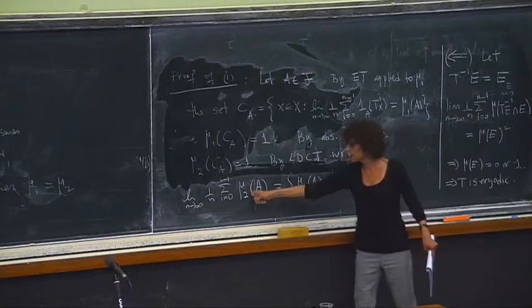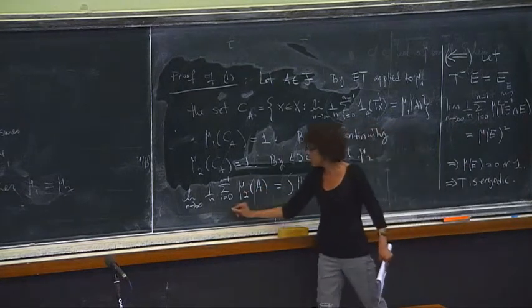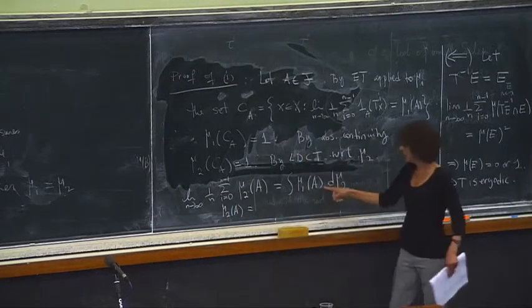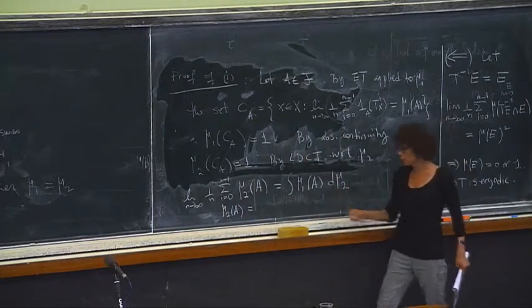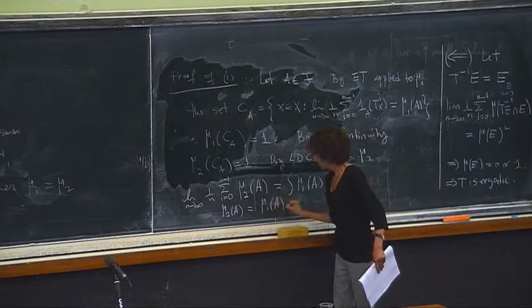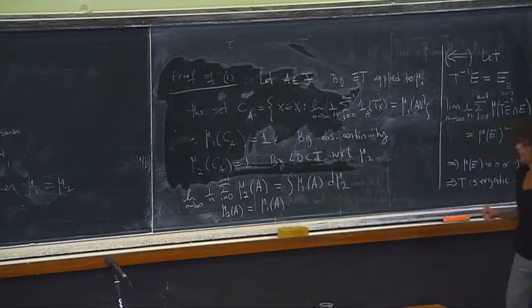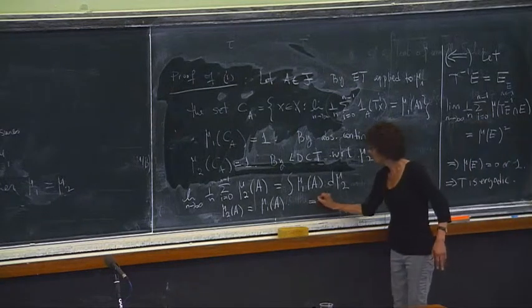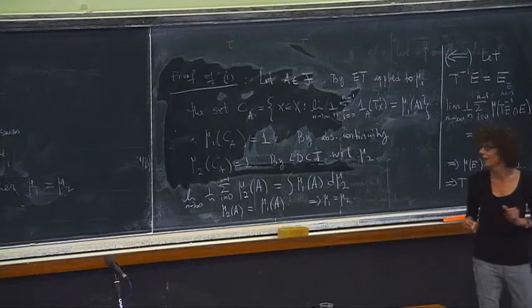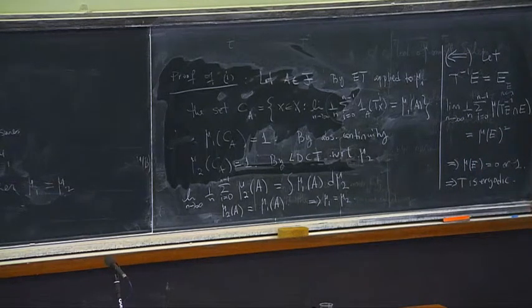But of course, this is simply a constant. So the left side is just mu2 of A. And the right side is just mu1 of A, because mu2 is a probability measure and this is a constant. So in this way, we have shown that for any A in F, mu1 of A equals mu2 of A. So the two measures are exactly equal. You can see ergodic theory is very strong. It gives you many consequences, many results.